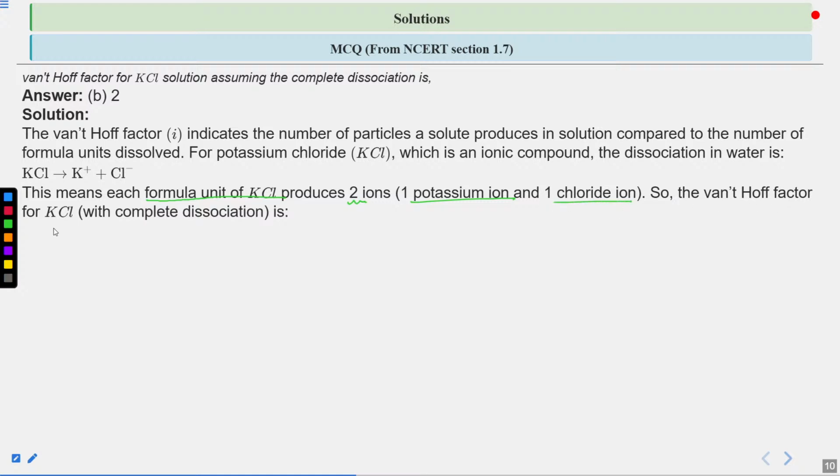So the Van 't Hoff factor, that is i, for KCl with complete dissociation, and this you have to consider because it is already given in the question to assume. So the number of ions, or you can say the Van 't Hoff factor, for KCl is i equals 2 compared to the number of formula units dissolved. There is no undissociated formula unit, so there is complete dissociation. The ions you will get for potassium chloride will be equal to 2, and hence the Van 't Hoff factor i is equal to 2. So the correct answer is option B. Okay, moving on to the next one.